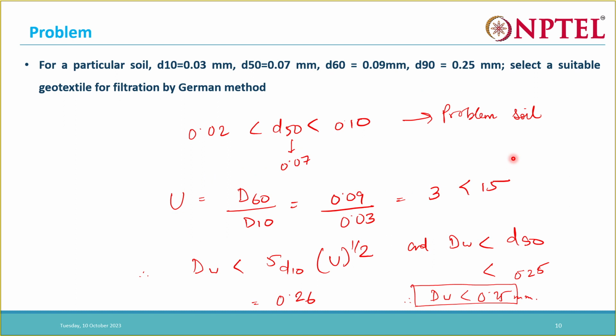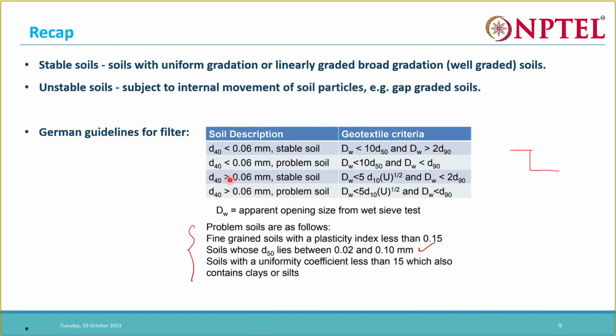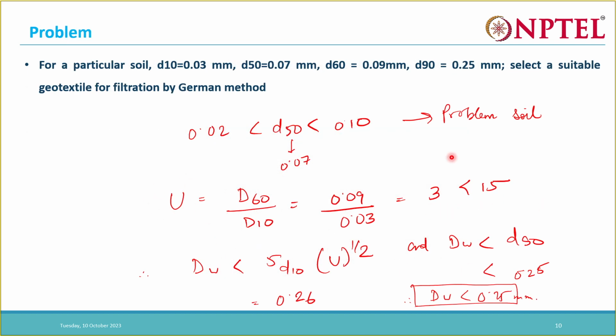So then we discussed this type of soil where for a particular soil we knew the D10, D50, D60, D90 size and we were to select a suitable geotextile filter. Okay, since the D50 of the soil lies between 0.02 and 0.01, we are saying that this is a problem soil. And for problem soil, we have this geotextile selection criteria given. So we just put Cu here. If I know the coefficient of uniformity, we put it here, so we get 0.26, and then from here we get 0.25, so the lesser of the two we will take.